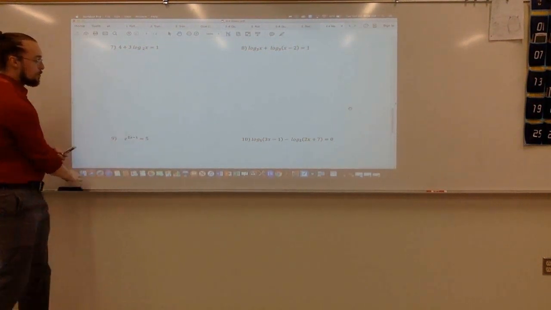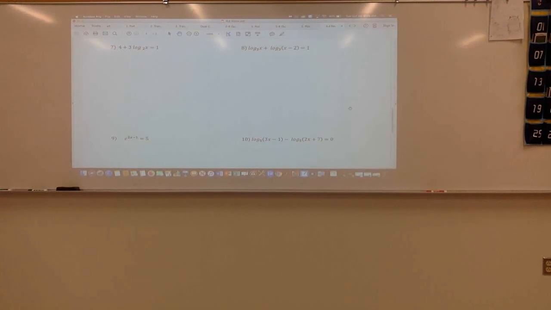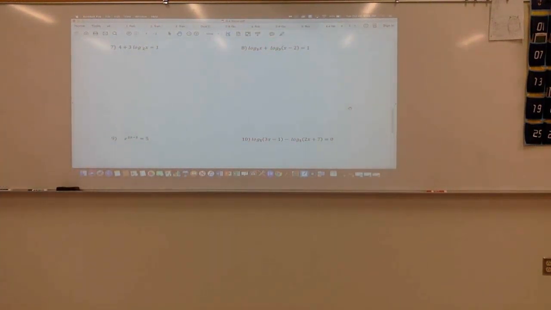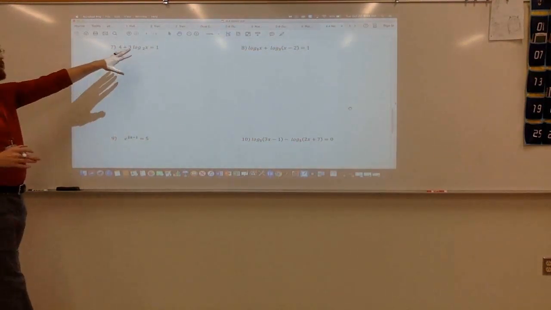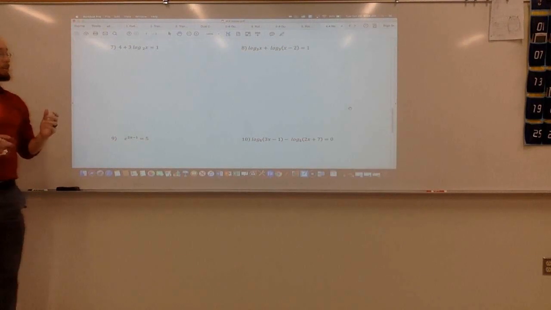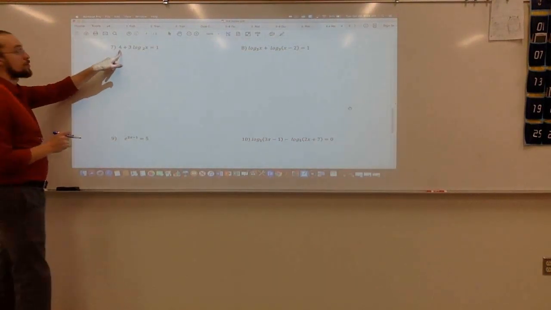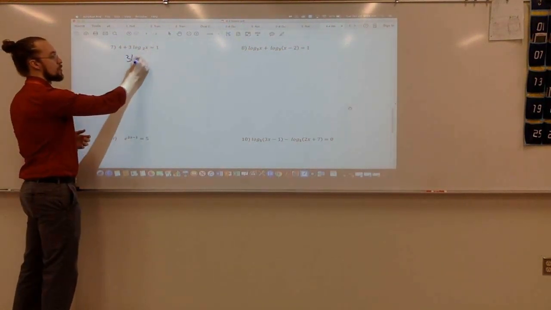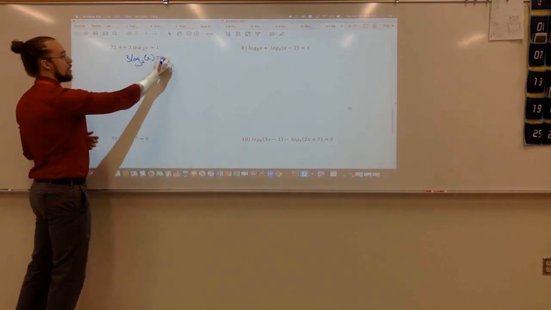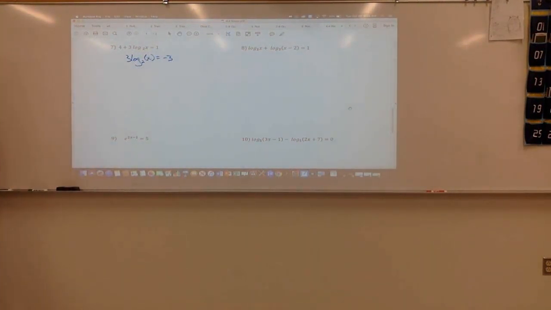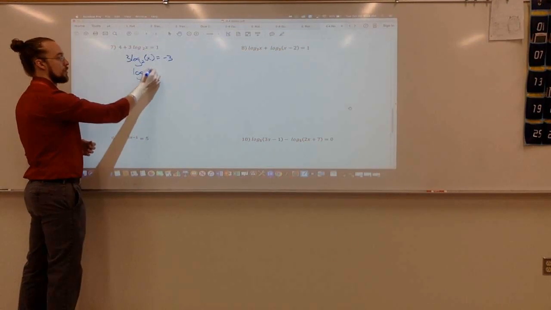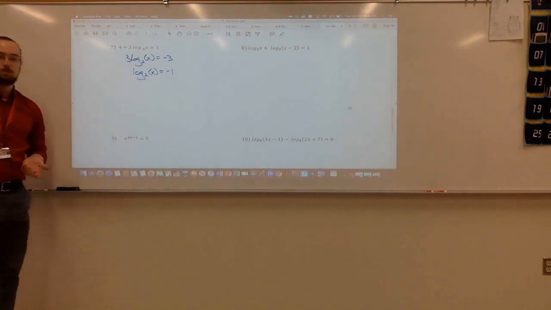So on the back then, okay, we can take a look at solving a few logarithmic equations. So in number 7, okay, the first thing that we want to do, if I just have one log, I want to get the log by itself. So I'm going to start by subtracting 4 and then dividing by 3. Okay? So subtract the 4 over first. We'll have 3 log base 2 of x equals -3. Then divide both sides by 3. Get log base 2 of x equals -1.